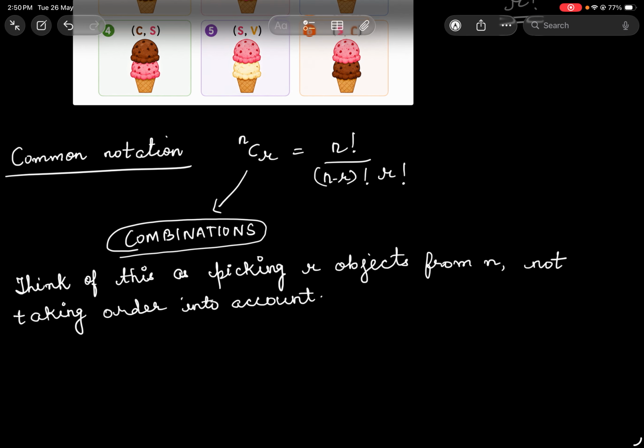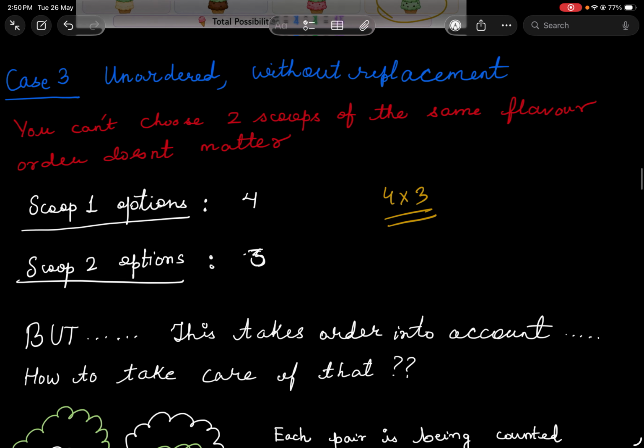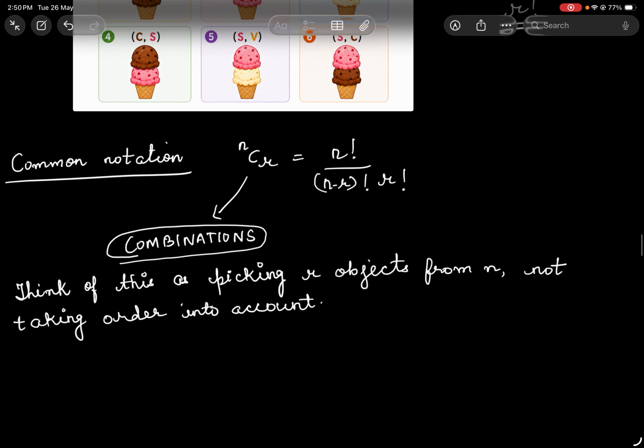And for that also we have a common notation. The ordered, unordered, without replacement case just means that you are choosing. Like I have 10 flavors of ice cream and I'm choosing 2 flavors from it. I'm not saying what I'm choosing first or second, I'm just saying tell me the 2 flavors you want. In that case, you calculate combination, and the notation is nCr and the formula is this.